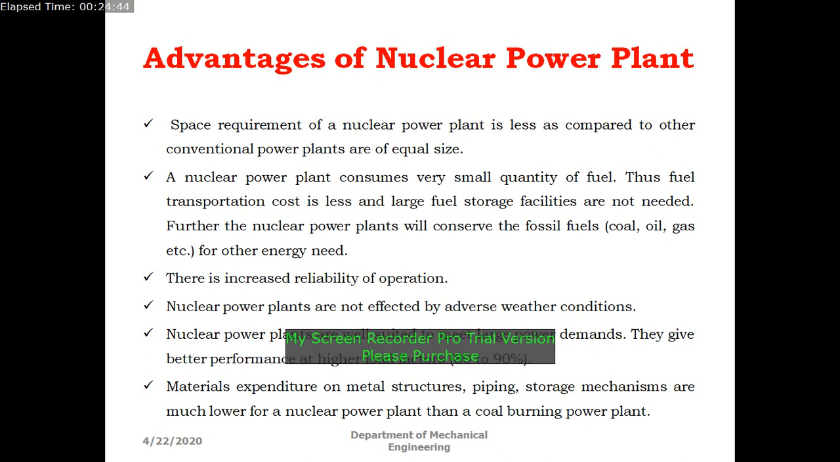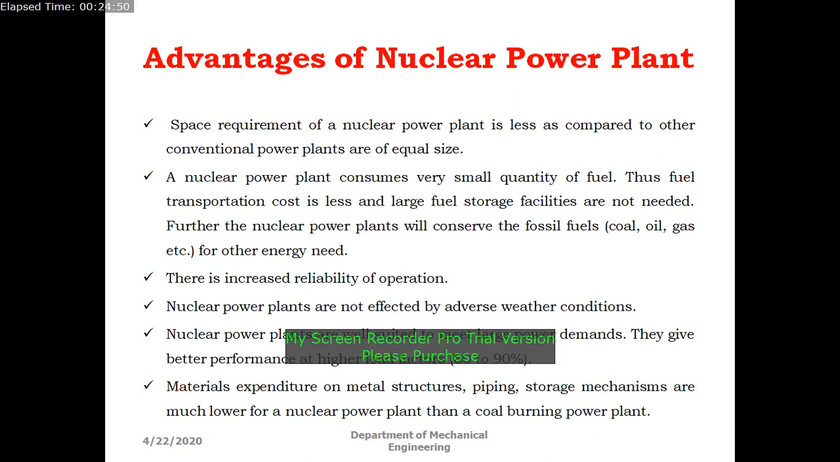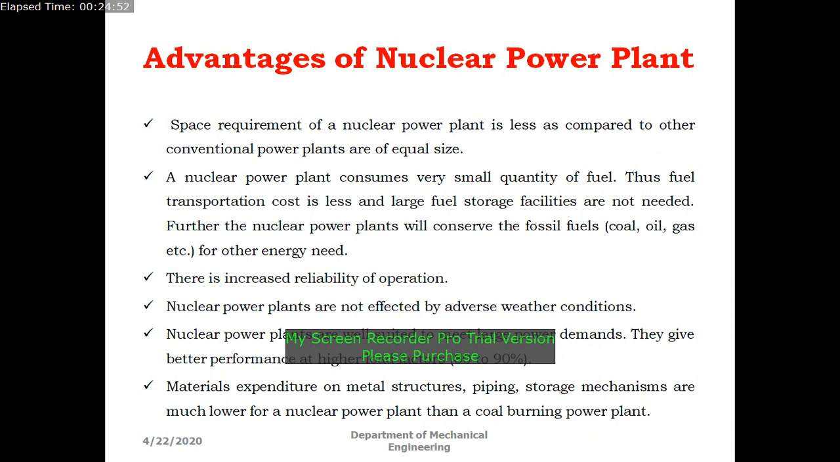Next, a nuclear power plant consumes a very small quantity of fuel. If you take a gas turbine power plant, or a steam turbine power plant, or even a diesel engine power plant, more fuel is consumed day by day. But here, once you load the fuel, it can be operated for a large period of time. So if you want to replace it with some new fuel, it may take some months or years.